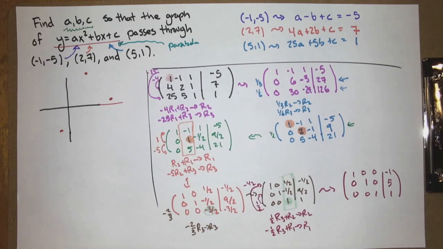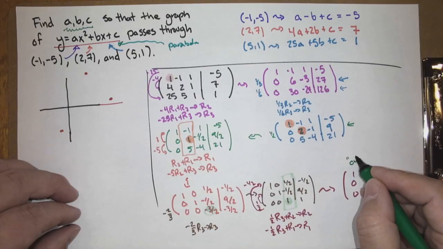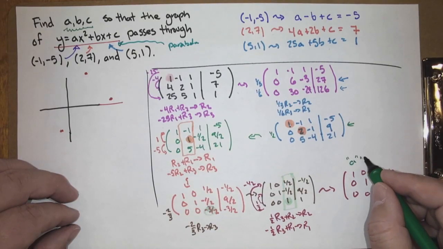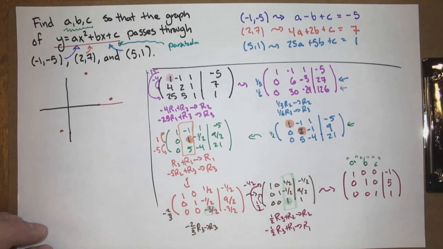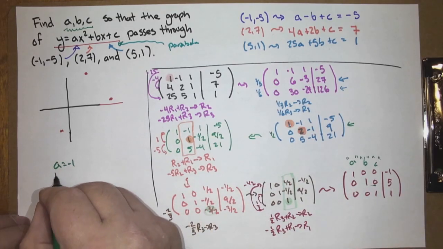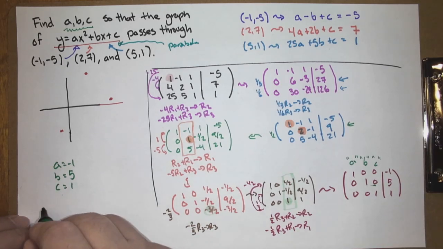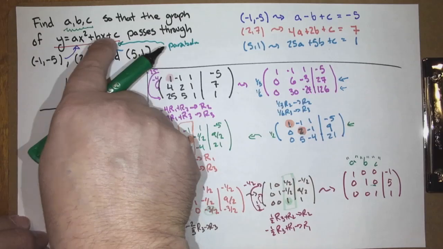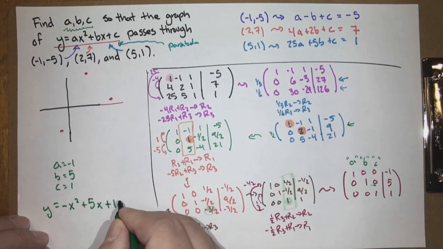All right, so now we have to read off our answer. Remember, each column is associated with a variable. So the first column was our A column, the second column was our B column, and the third was our C. So we read off A is minus 1, B is 5, and C is 1. Or y equals, now that we have a, b, c, minus x squared plus 5x plus 1.